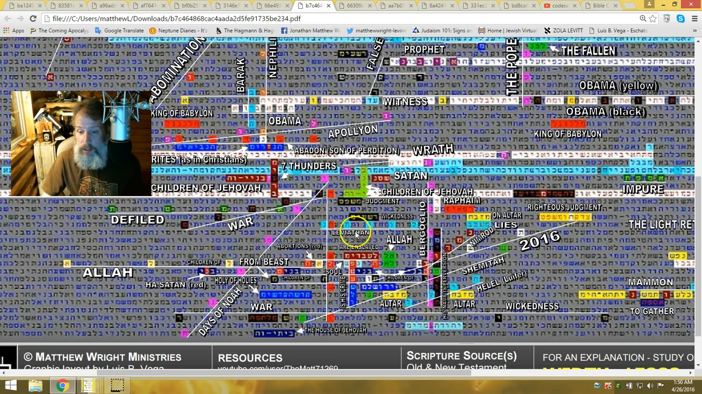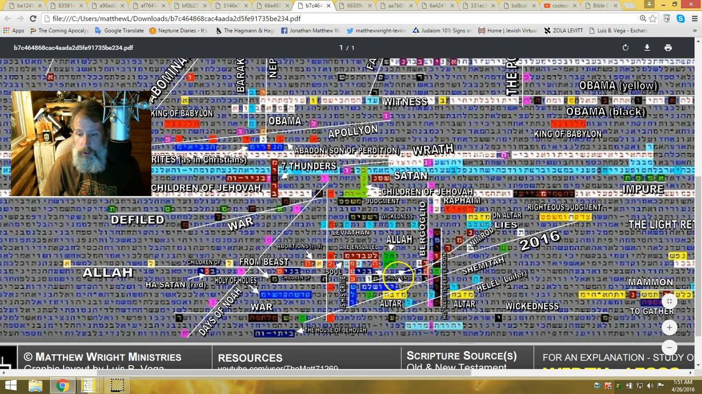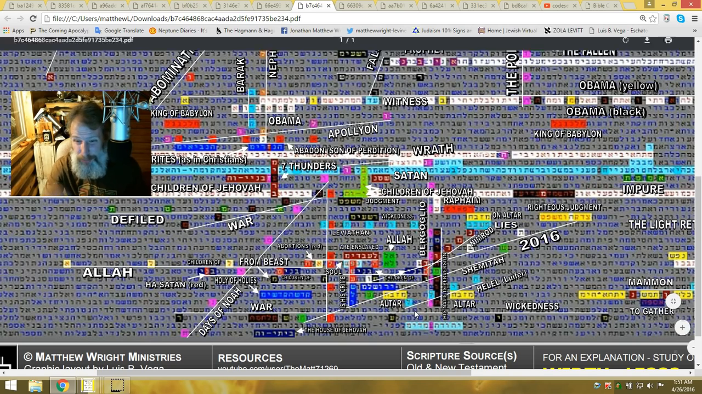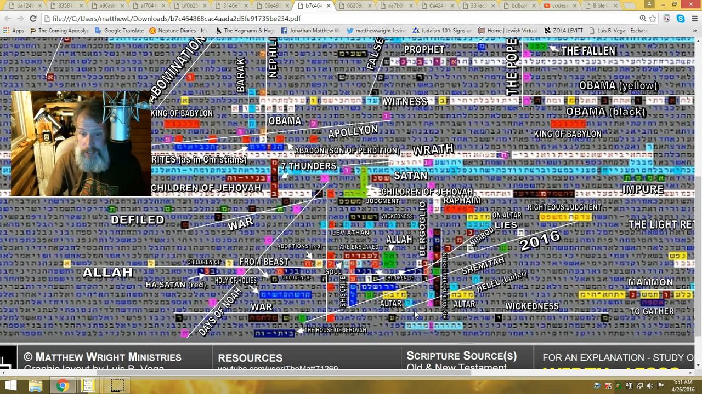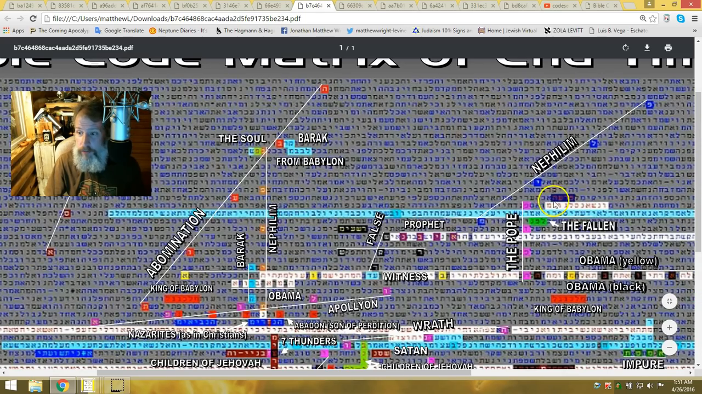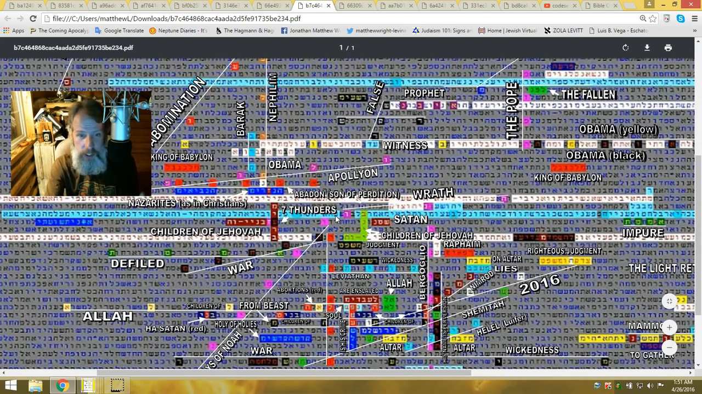You got Allah, Leviathan, abortions are enslaved, the beast, or children of the beast, as the days of Noah running through there, defiled, judgment, wickedness, Raphaim, righteous judgment, altar, sitting right on top of the word lies. 2016 running through there, impure. And all of these verses, every one of those verses that you see there, are directly connected to the context of the Axis term itself. You got the fallen, Nephilim, the Pope. Nephilim is all over it, which is the fallen angels, the demons.